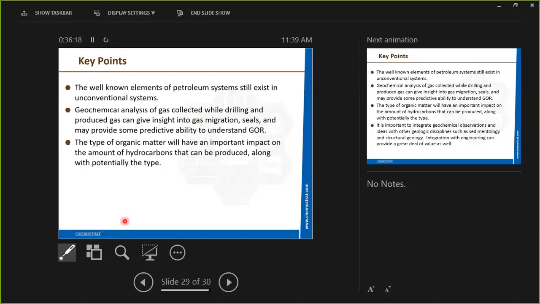The type of organic material that you have is going to have a material impact on the type of hydrocarbons that can be produced, along with the volume that gets produced. So an important thing to remember is that all TOC is not the same. Things that are more type 2, things that have a higher hydrogen index, are going to be able to generate much more oil and much more gas than something that's a type 3.